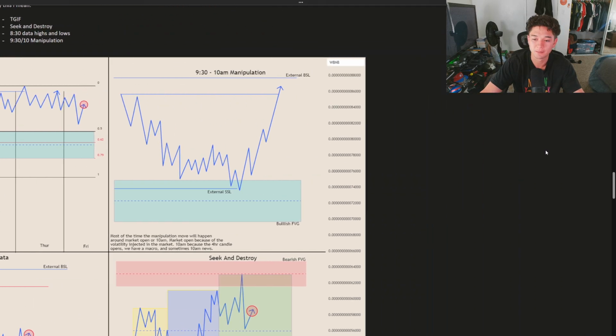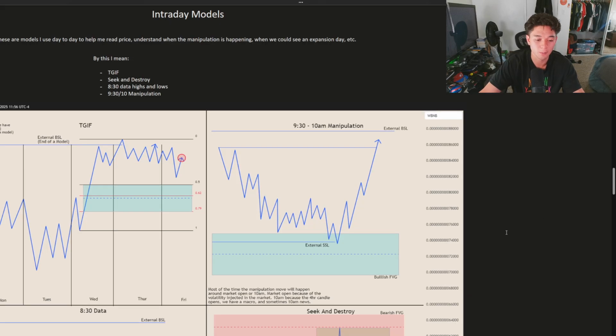9:30 to 10 a.m. manipulation. This is around market open, when volatility is injected into the market.